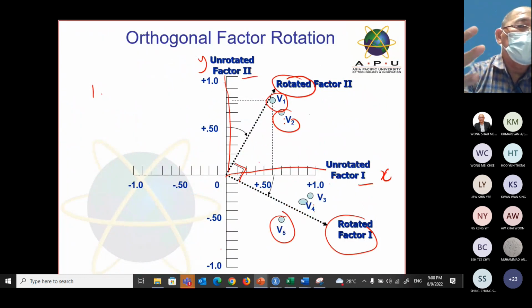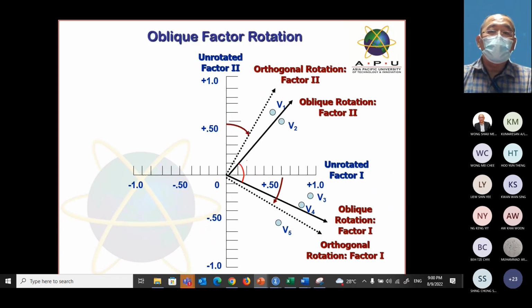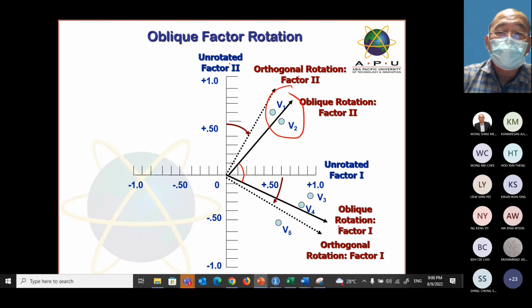Therefore, again, the orthogonal means not too flexible, and they assume that factor 1 and factor 2 are independent. There's no relationship. So you see, for this example, whichever method you use, you can come up with the same result. V1 and V2 belong to factor 2, and V3, V4, V5 belong to factor 1, because we rotate this way. Turn to the right.